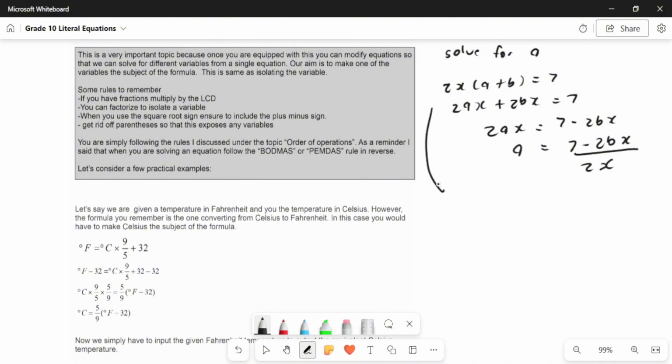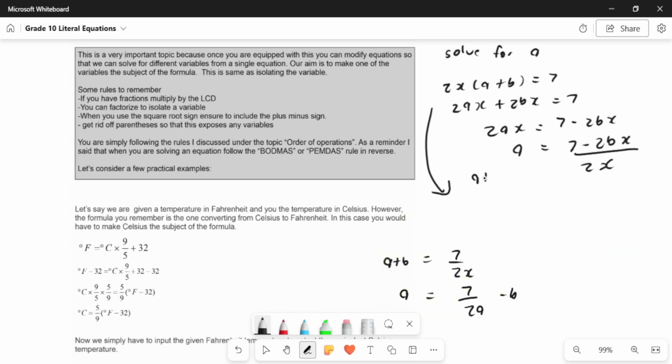You could have also gotten rid of the parentheses. How can you get rid of the parentheses? By dividing both sides by 2x, right? And then saying a is equal to 7 over 2x minus b, right? Both will give you the same answer. See if you have to simplify this one here. You have to simplify this one. Watch here.